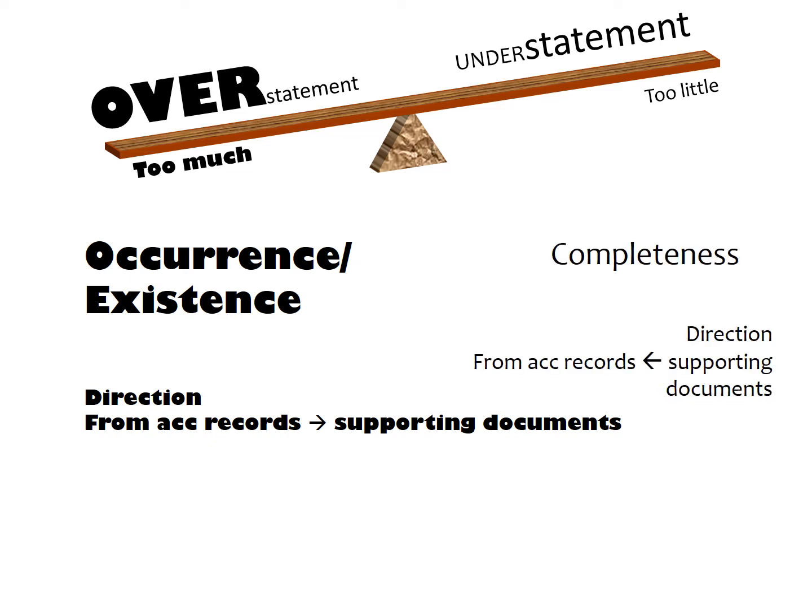If we move over to understatement, that means it's too little. It means that I didn't include everything, so that one's quite easy. It's completeness. It's always going to be completeness.